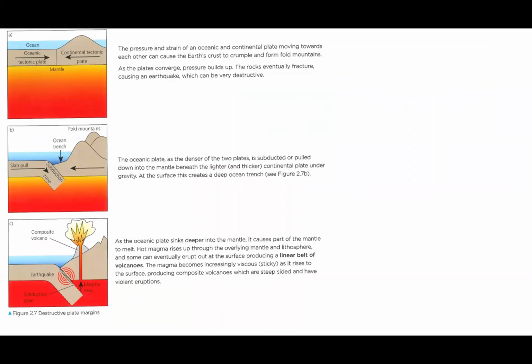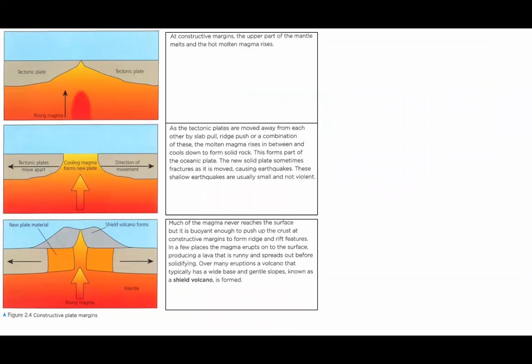So here are some perfect answers for your destructive. So you can see the pressure builds up, they fracture, oceanic plates subducted, that melts, that hot magma rises, erupts as a volcano. At constructive, magma rises, the plates move apart by ridge push and slab pull. Magma rises, forms solid rock, creates more oceanic plate, small and not violent.